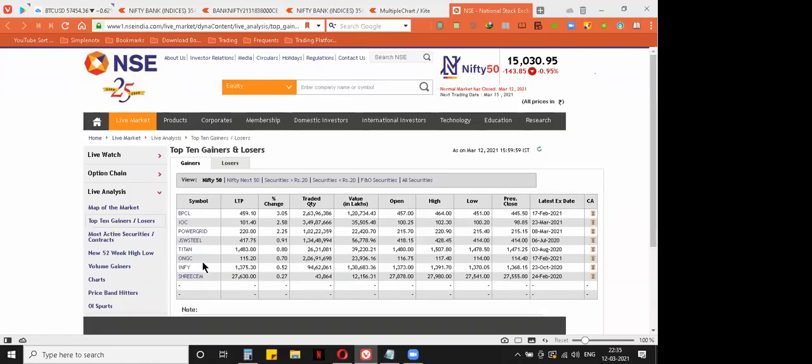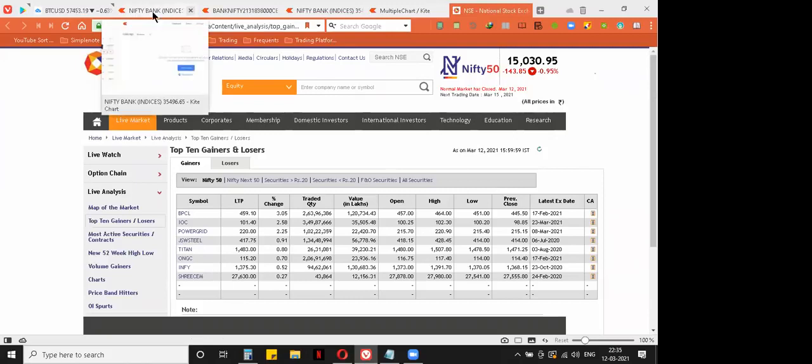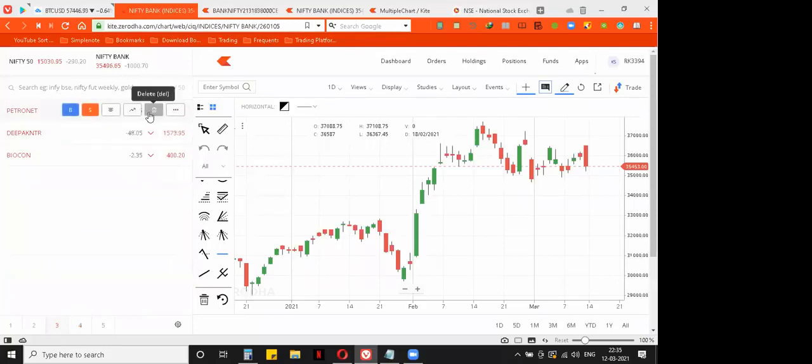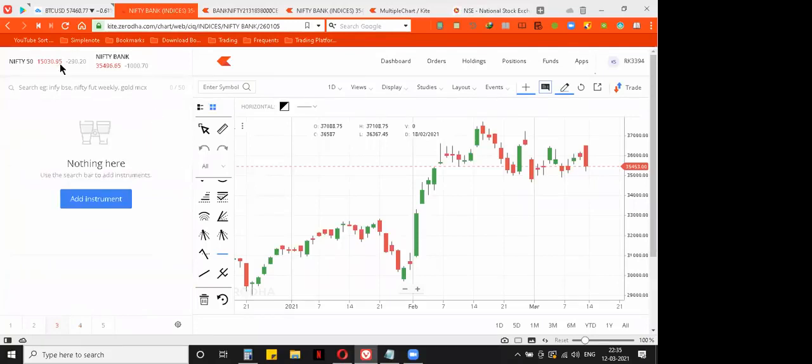The biggest problem it solves for me is to decide on the bias for the day. If I see a top gainer on a day when Nifty is trading in green, I know that my direction should be on call option, not on put option. Makes it very simple for me. So what I do is I add one of these stocks into my watch list.